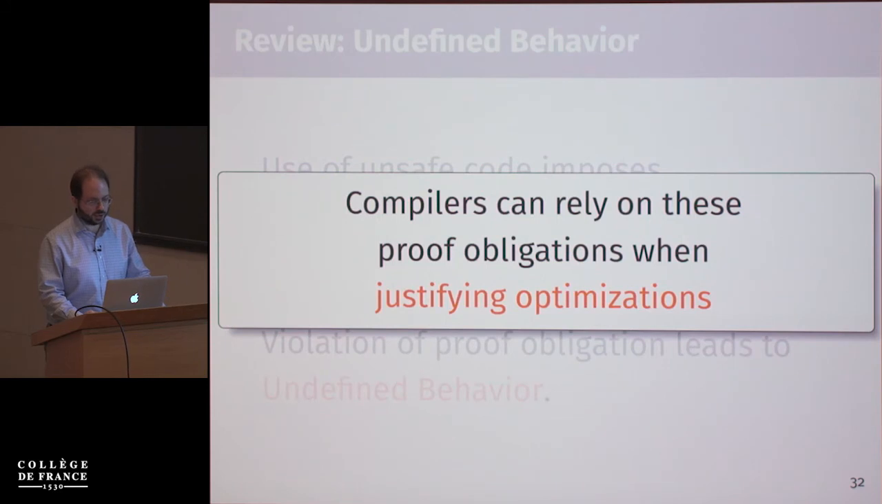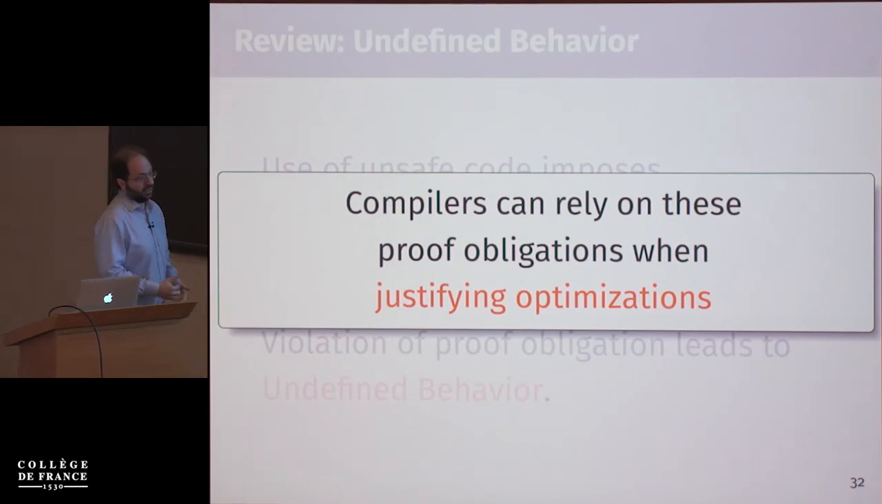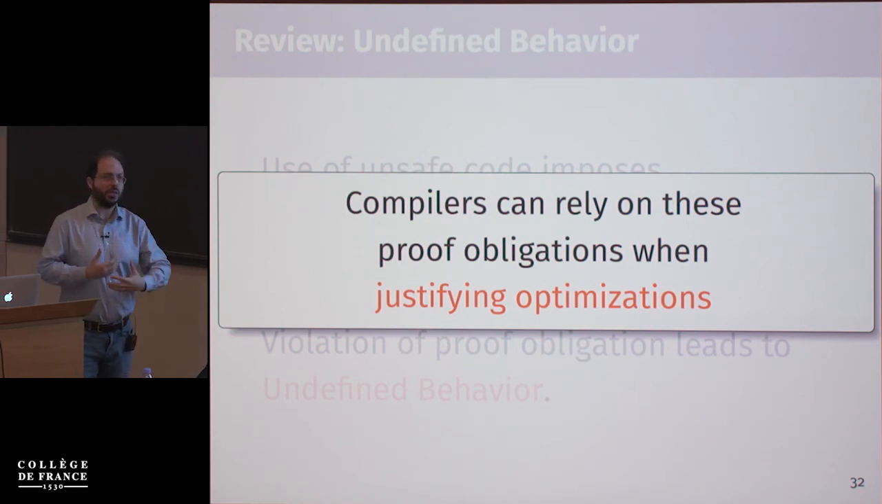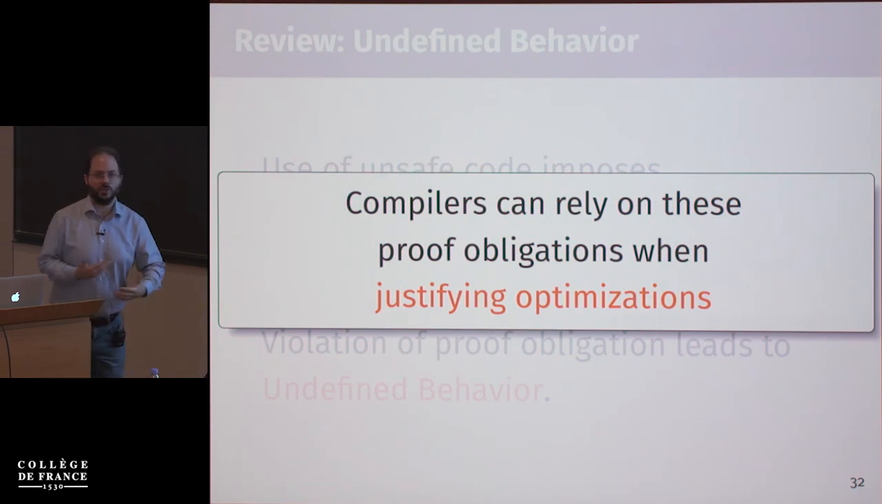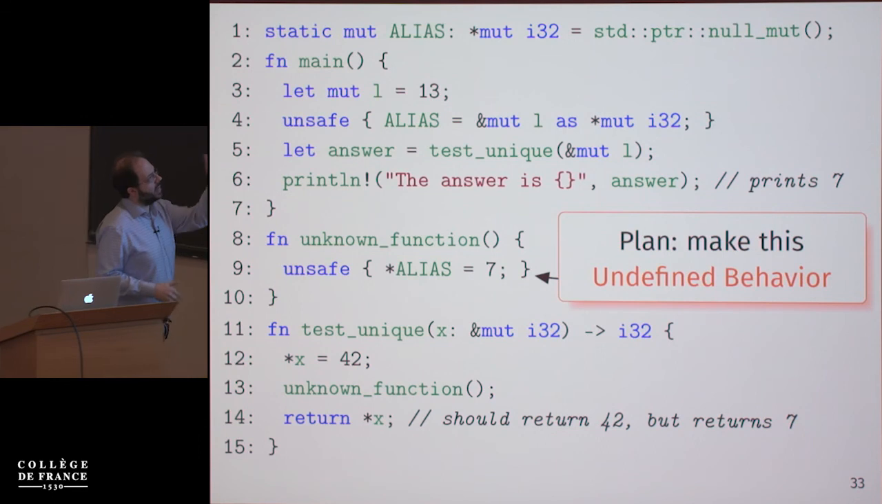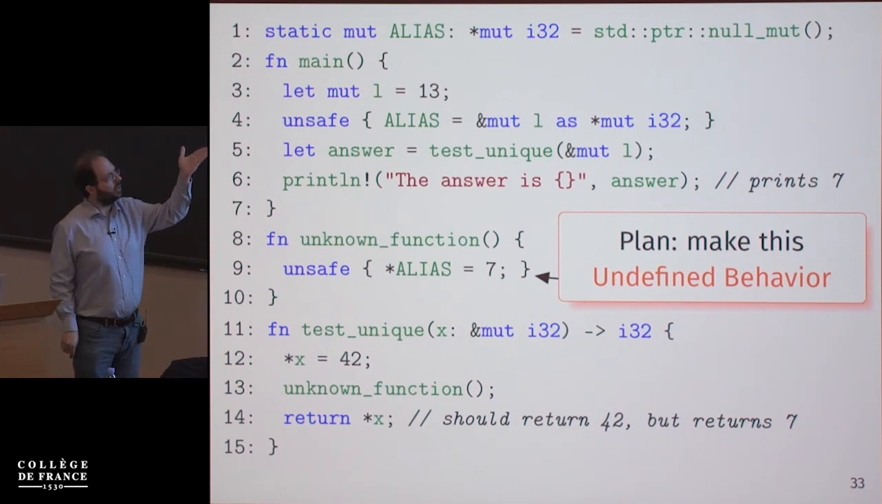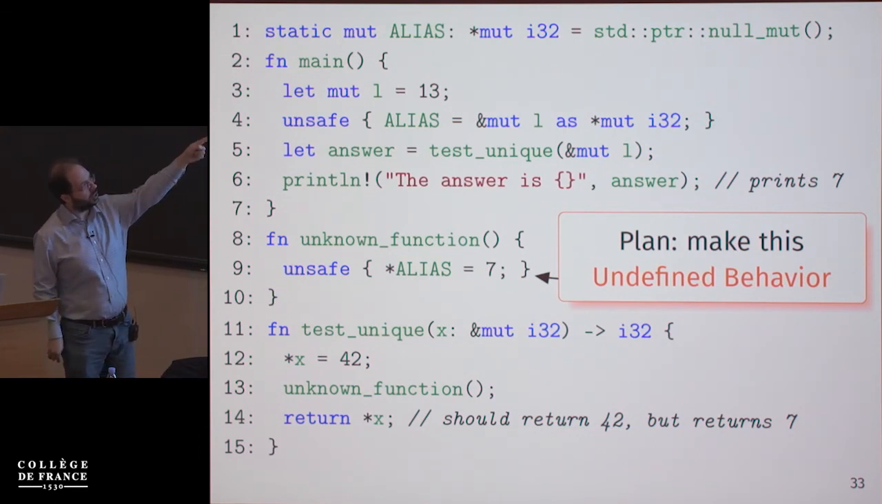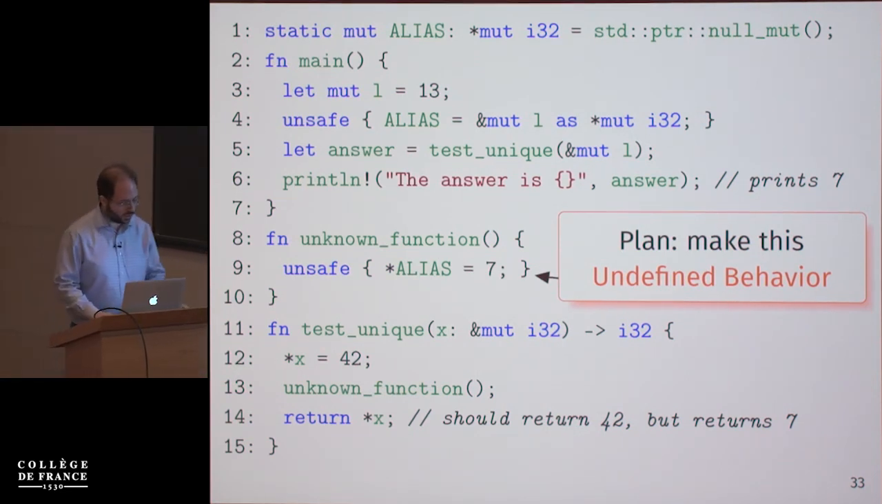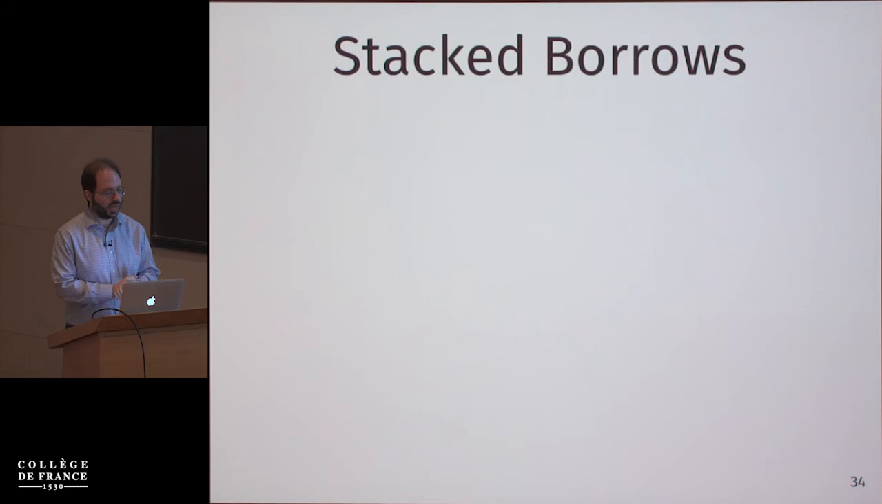Anything is possible. Okay, so the point is, yes, there's this contract, right? The programmer is not supposed to do those things, and consequently, the compiler can rely on assuming that the programmer doesn't do those things when it justifies its optimizations. So the key here is just, we're going to make this undefined behavior, right? We're going to define a semantics such that this program has undefined behavior. And the way that we're going to do that is something we call stack borrows.